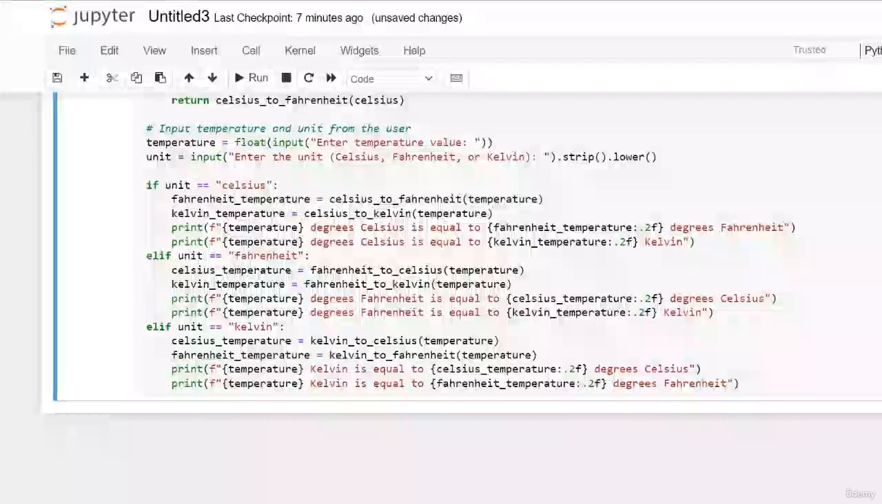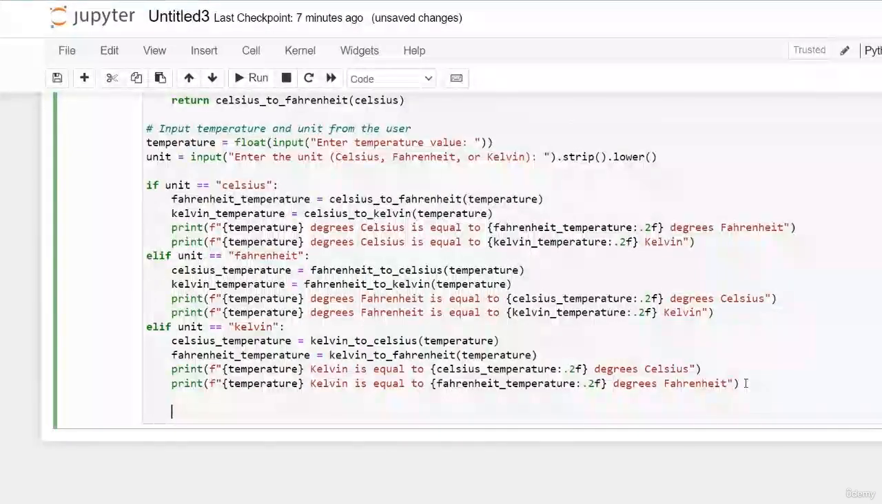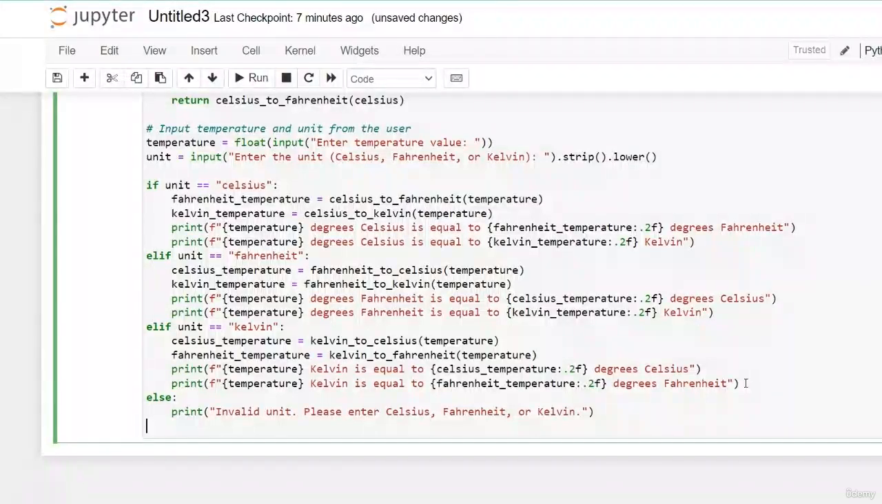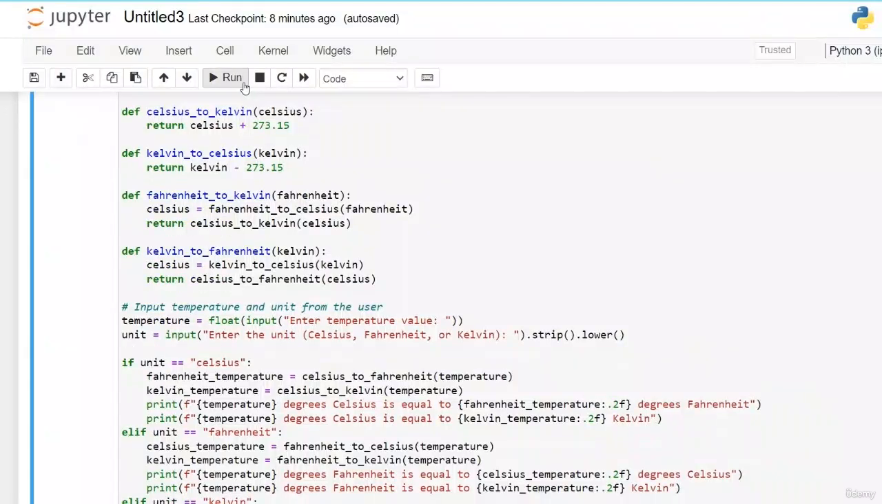But what if the user inputs something wrong, or wrong text? I want to prompt a message that the wrong value was entered. So that will be my else statement. If a wrong value is entered, then you get invalid unit. So now let's run our code.